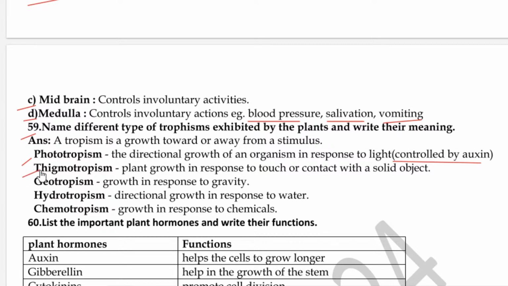Next one, thigmotropism, plant growth in response to touch or contact with a solid object. For example, touch me not plant. Next one, geotropism, growth in response to gravity. Hydrotropism, directional growth in response to water. And the last one is chemotropism, growth in response to chemicals.